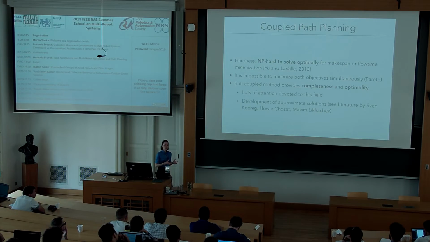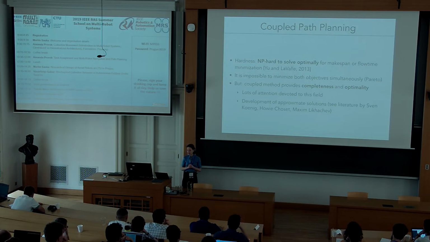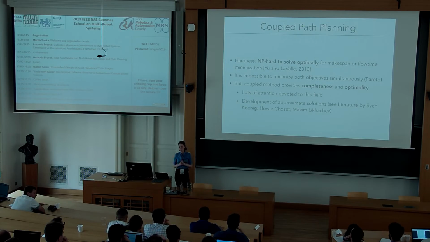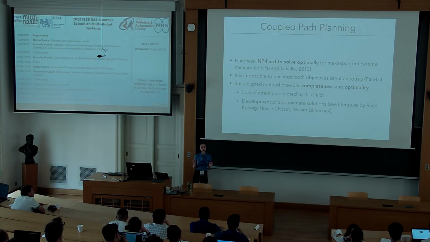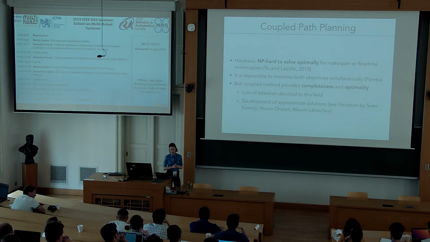So all of what I've told you before has been formalized in a couple of seminal papers. The first to formally show that the coupled path planning problem is indeed NP hard to solve optimally was Yu and LaValle and colleagues in 2013. And this is considering either the makespan or the flow time optimization objective. And what they also showed, which is actually very interesting, is that it is impossible to solve makespan and flow time simultaneously. So when you're trying to solve these optimization problems, you have to choose either one or the other. And the optimal solution is going to be different as a function of which optimization objective you're trying to optimize for.